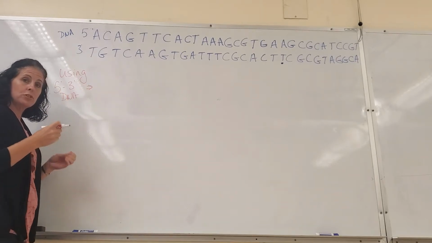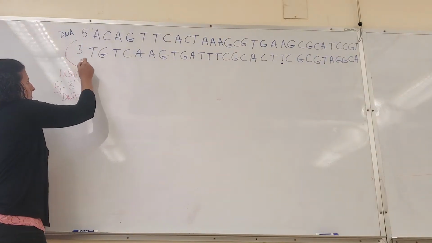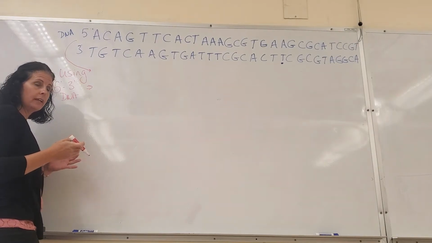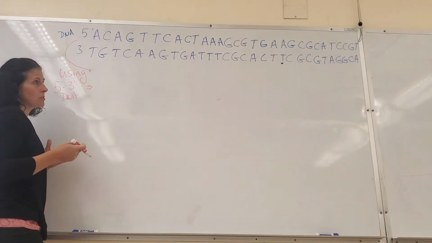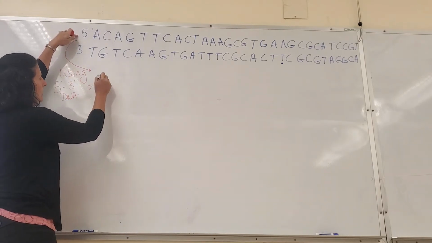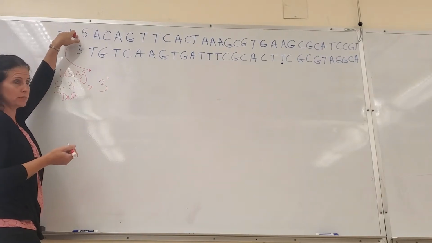Transcription is using DNA to make RNA. So if we use this information and we need to transcribe it, we'll be making RNA, but our strands always go in the opposite direction. Since DNA is going in the 5' direction, RNA goes in the 3'. And then we use those base pair rules.